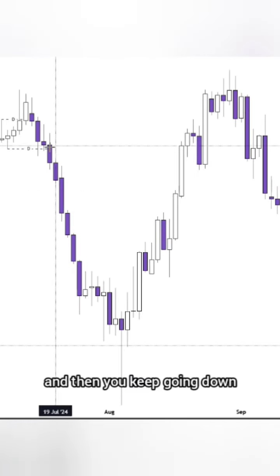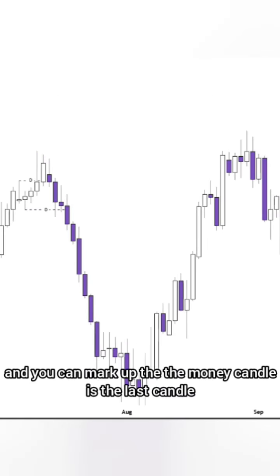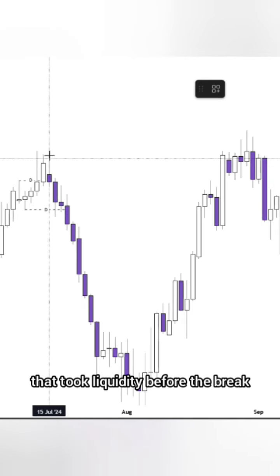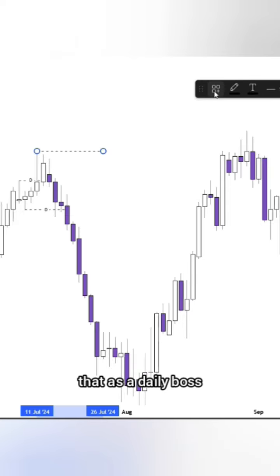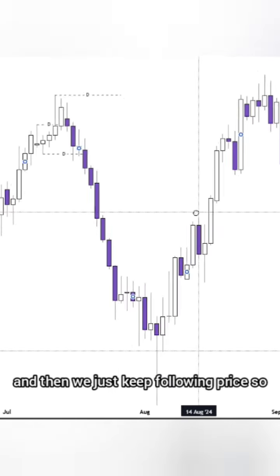And then you keep going down and you can mark up the money candle, which is the last candle that took liquidity before the break. And as you can see, it is this wick here. So you can mark that as a daily boss. And then we just keep following price.